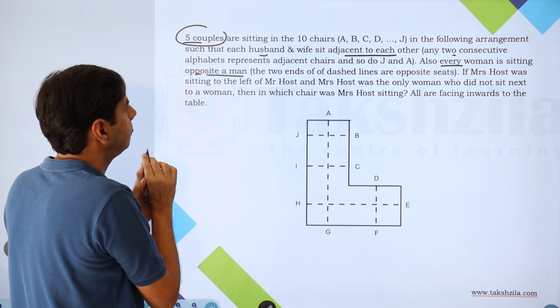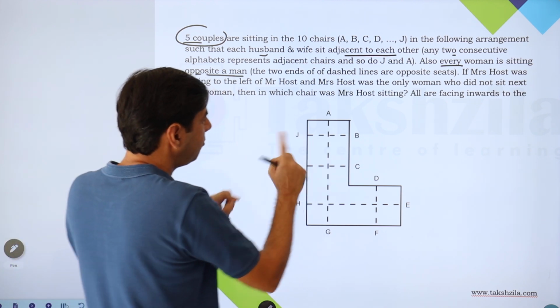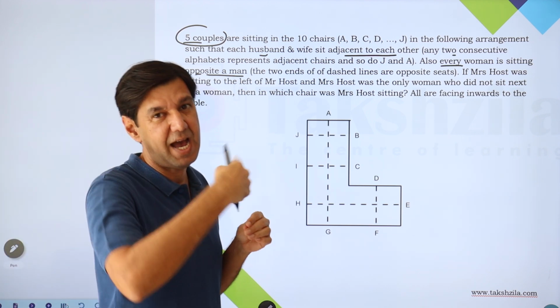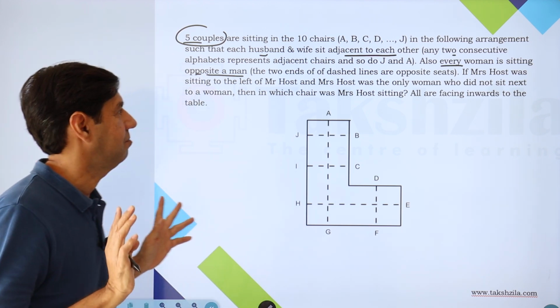So opposite, there's man, woman, man, woman, man, woman. Because opposite a man, there has to be a woman. Opposite a woman, there has to be a man.